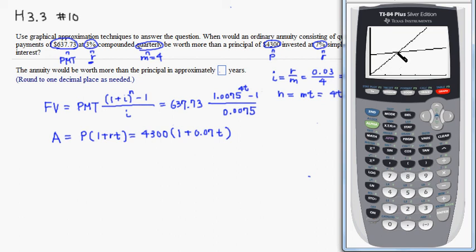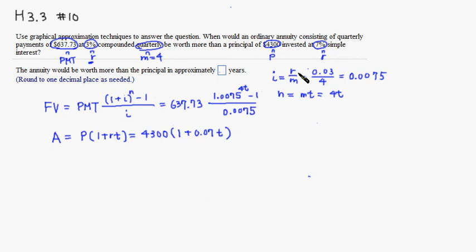We want to see when the annuity catches up to the simple interest here, so I'm trying to find the intersection. I'm going to use second trace, which is the calc function. Then number 5 is intersect, so we click on number 5. First curve, hit enter, yes. Second curve, yes. Then you don't have to move it, just hit enter. You can see that the intersection here is 0.85, and we want it correct to 1 decimal place, so it's going to be 1.9 years.